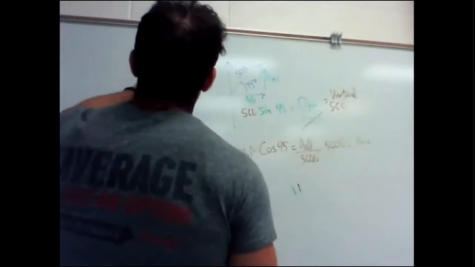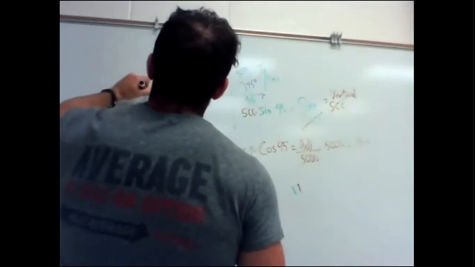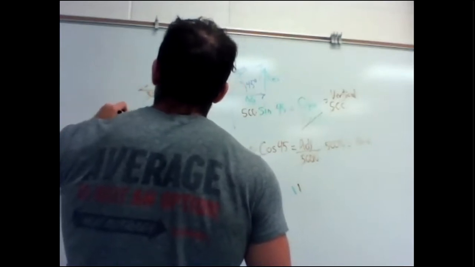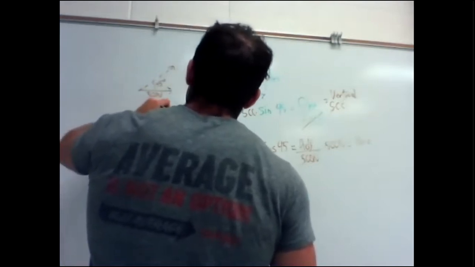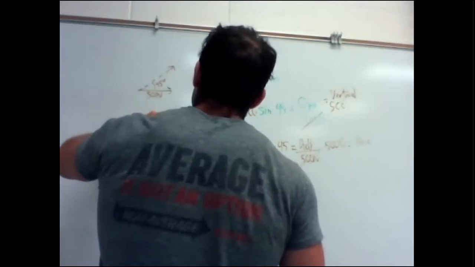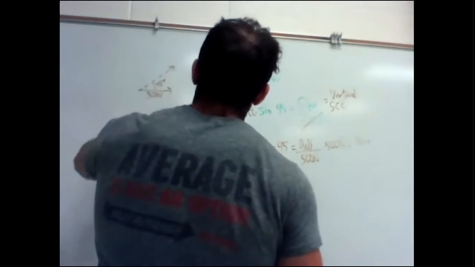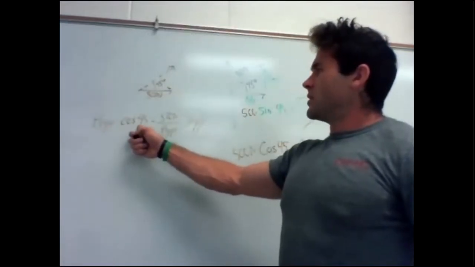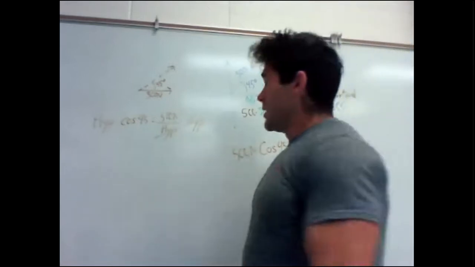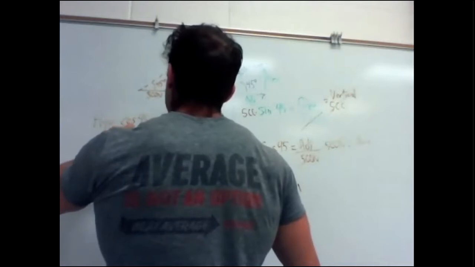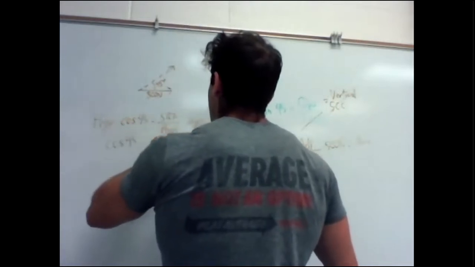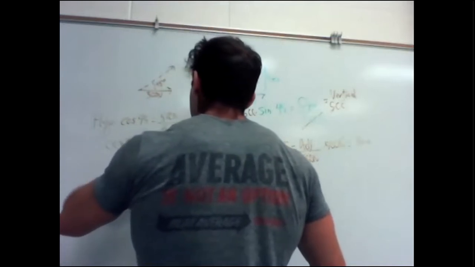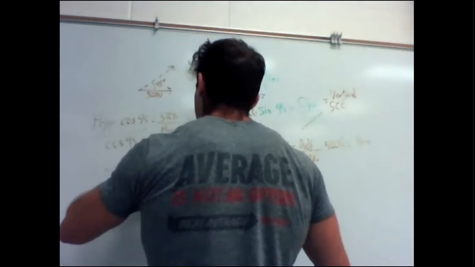If we know that we have this, which is what we're trying to solve for, we know this is 500 newtons, and we know it happens to be a 45-degree angle, then we have cosine 45 equals 500 newtons over the hypotenuse. So we multiply both sides by the hypotenuse, which gives us the hypotenuse times cosine 45 equals 500 newtons. Then we divide both sides by cosine 45. That gives us a final equation: the hypotenuse equals 500 newtons over cosine 45 degrees.